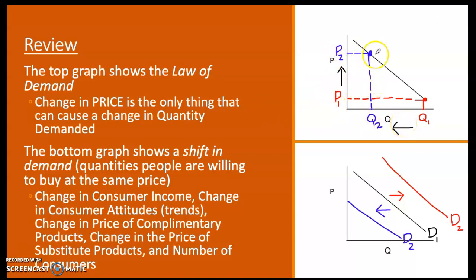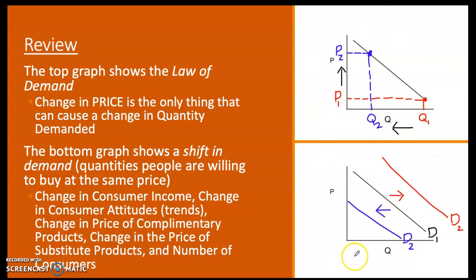Now remember, as we are looking at graphing a change in quantity demanded, movement on the curve, as shown from this red dot to this blue dot, remember, a change in price is the only thing that can cause a change in quantity demanded. So whenever we see movement on the demand curve itself, as we see with these two dots, that is demonstrating to us a change in price. And remember, a change in price is the only thing that can cause a change in quantity demanded. So this is looking at a change in quantity demanded.